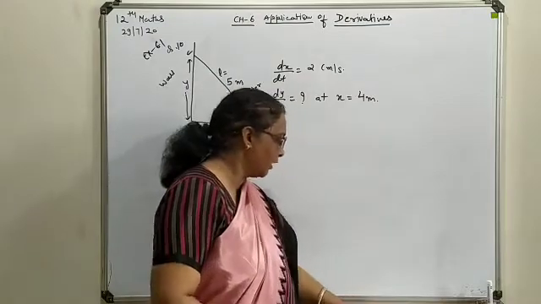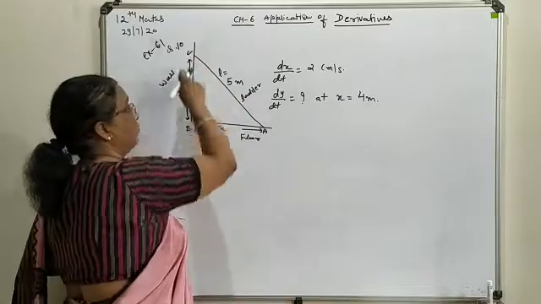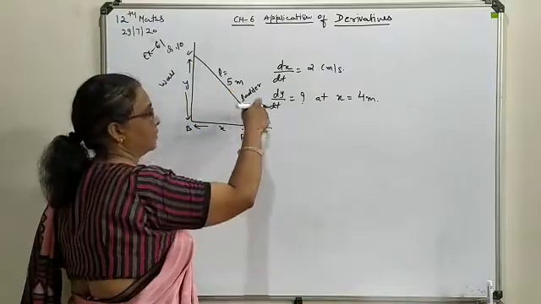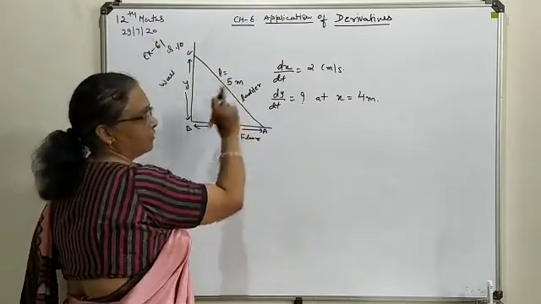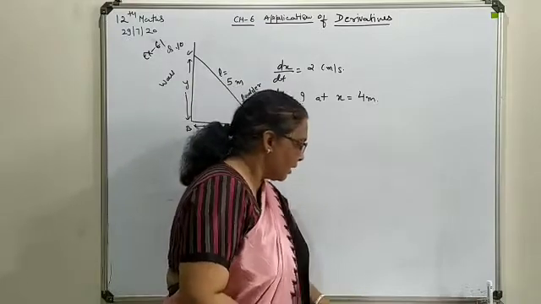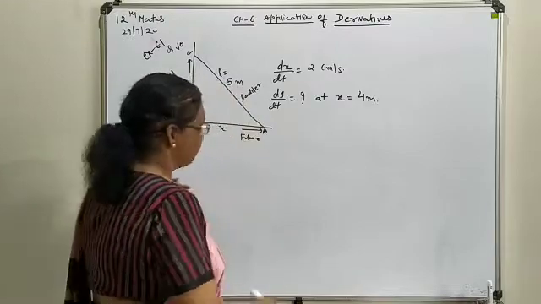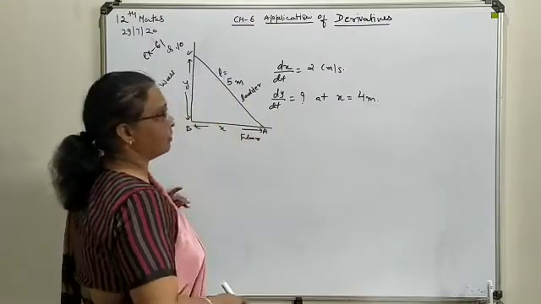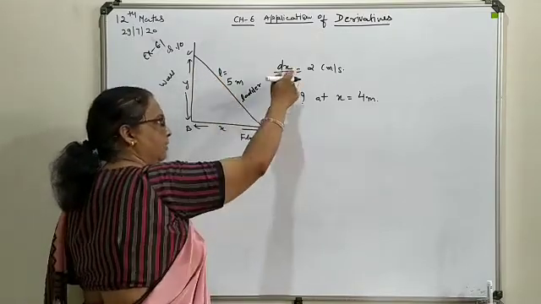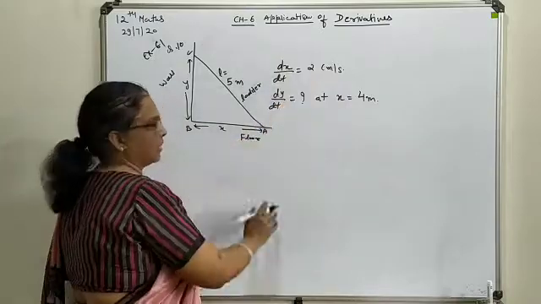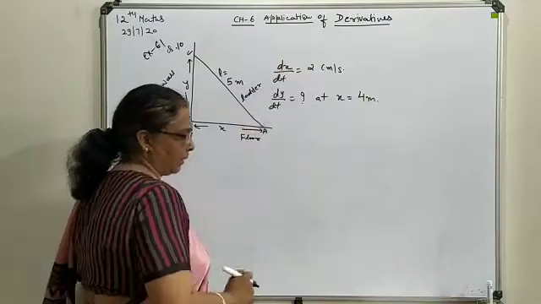Now the question: a ladder 5 meter long is lying against a wall. So this is the wall, this is the floor, and this is the ladder. This ladder is placed against the wall. The length of the ladder is 5 meter. Next, the bottom of the ladder is pulled along the ground away from the wall at the rate of 2 centimeter per second. So this ladder is going to be pulled on the floor at the speed of 2 centimeter per second. As this distance keeps increasing, this rate will also increase.